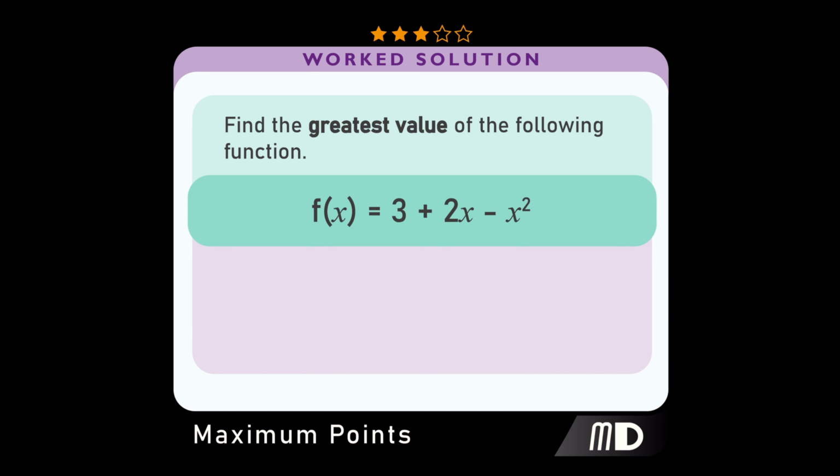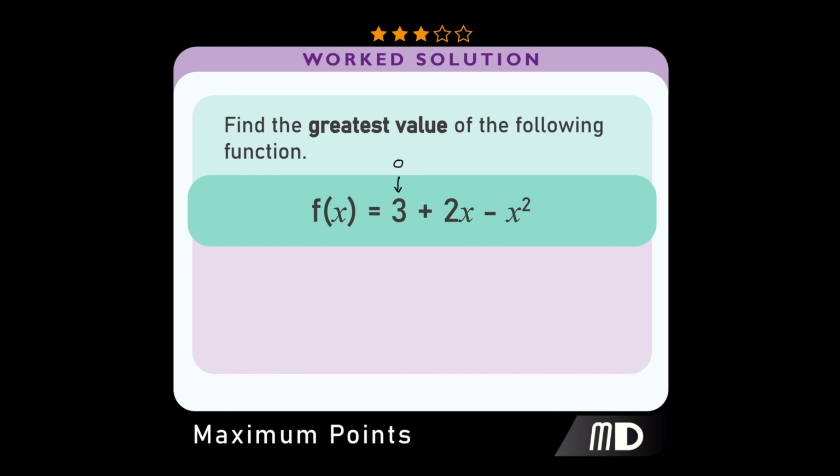For a function with multiple terms, we differentiate each term separately. So let's begin with the 3 term. Differentiating a constant term effectively eliminates that term. So 3 becomes 0.